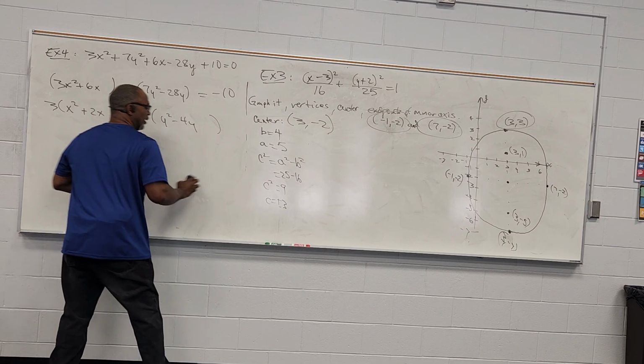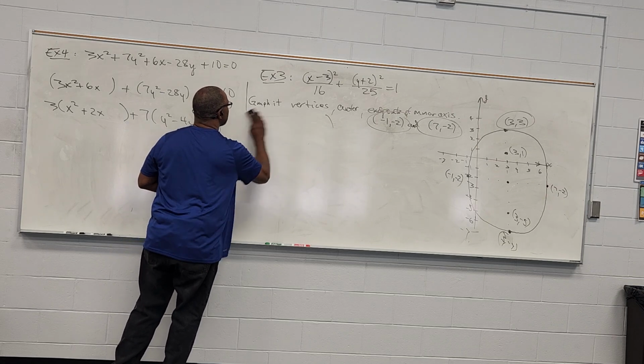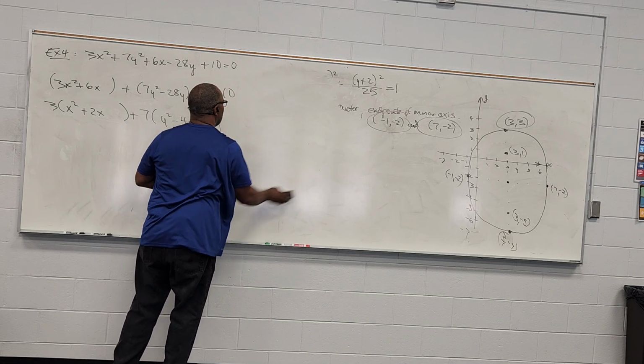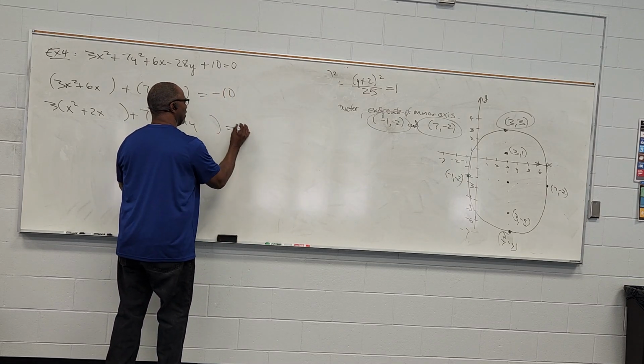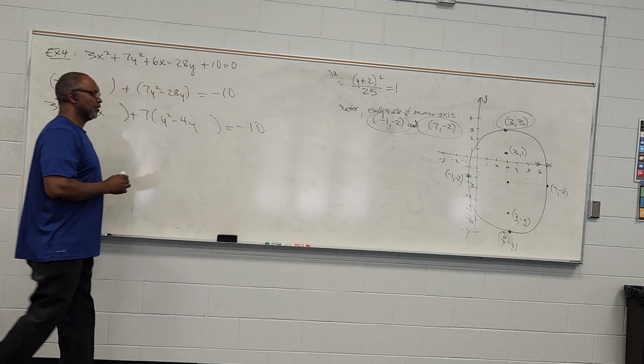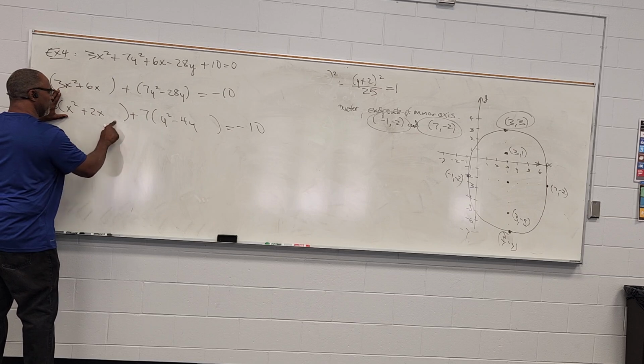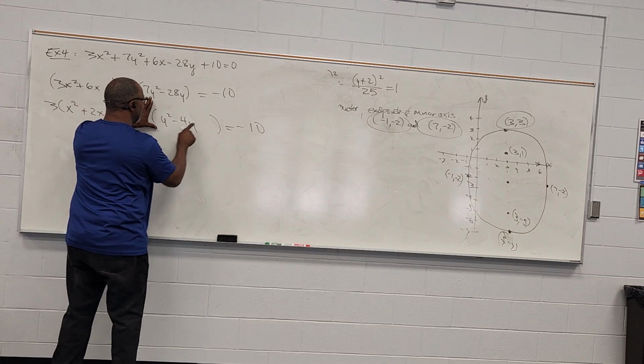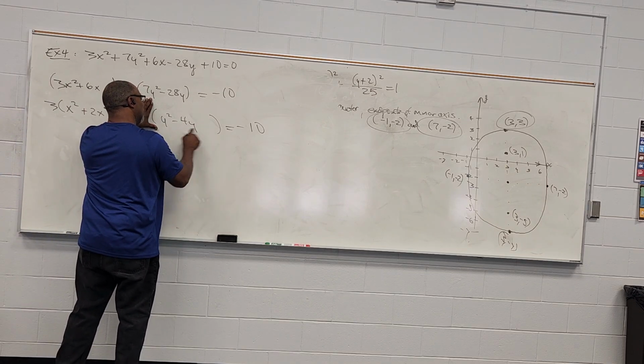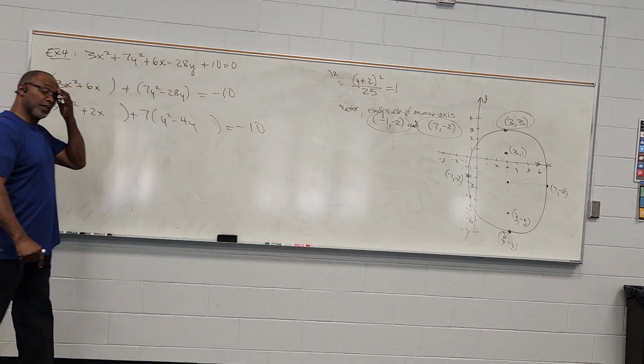And on the other side, all I've got left is still that negative 10. But again, I'm trying to create a perfect square trinomial here, so I need to figure out what to add right here.